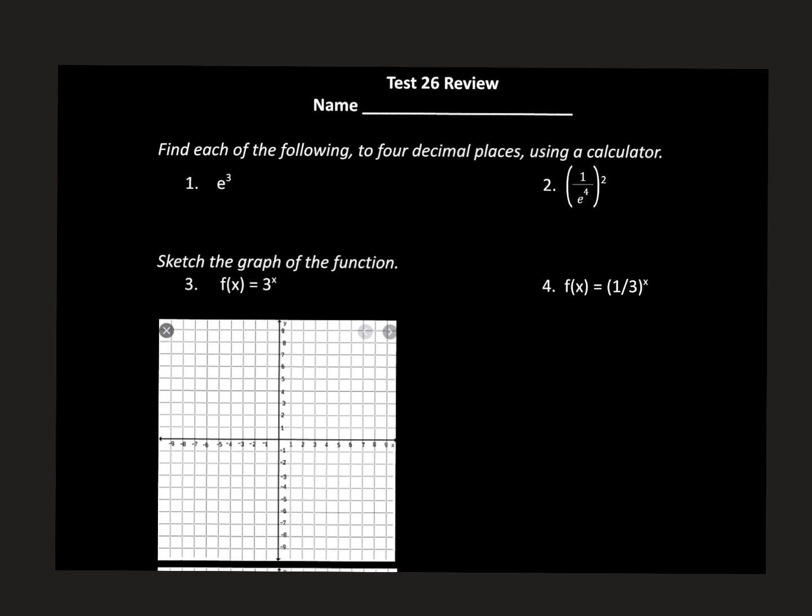All right, guys, let's knock out this practice test 26. Get you ready for tomorrow. First two: find each of the following to 4 decimal places using a calculator. Just punch it in. Remember, your E button is right above your LN. Hit second LN, hit the 3, and it should come up.